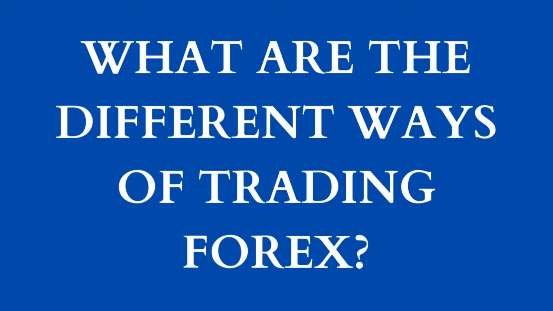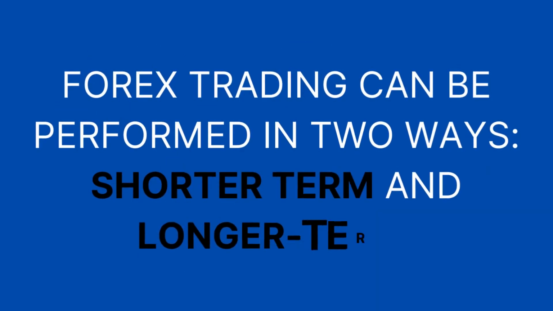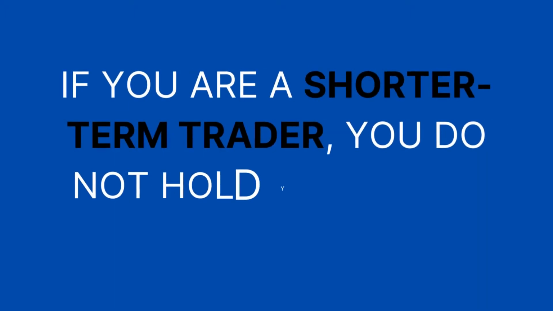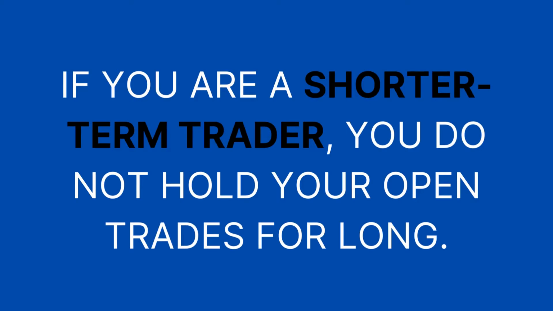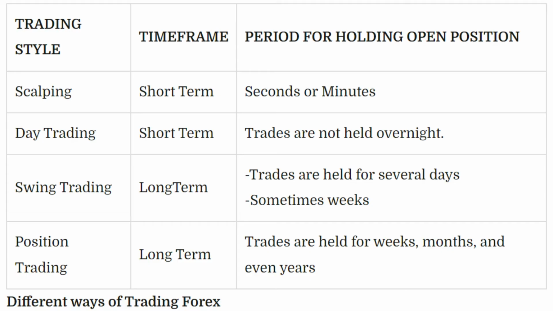What are the different ways of trading Forex? Forex trading can be performed in two ways: shorter term and longer term. If you are a shorter term trader, you do not hold your open trades for long. While if you are a longer term trader, you may let your trades run as long as you wish. The two categories are further subdivided into smaller subcategories.